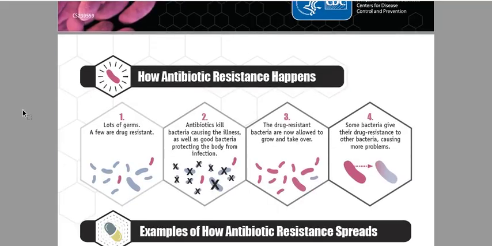How antibiotic resistance happens. 1. Lots of germs. A few are drug resistant. 2. Antibiotics kill bacteria causing the illness, as well as good bacteria protecting the body from infection. 3. The drug-resistant bacteria are now allowed to grow and take over. 4. Some bacteria give their drug resistance to other bacteria, causing more problems.